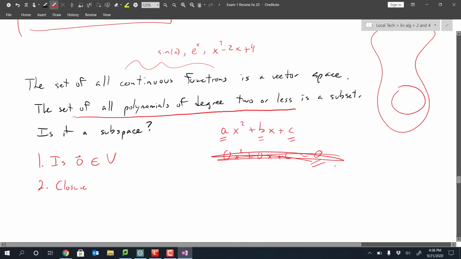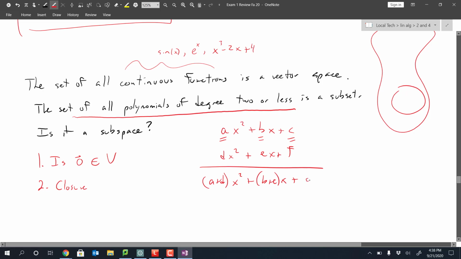Well, the idea is if I take my polynomial, which was ax squared plus bx plus c here, and any other generic polynomial, dx squared plus ex plus f, and I add them together. How do I add polynomials? Well, I'd have a plus d times x squared, b plus e times x, and c plus f. In other words, some number times x squared plus some number times x plus some number. If I add any two polynomials of degree 2 or less, I get a polynomial of degree 2 or less.